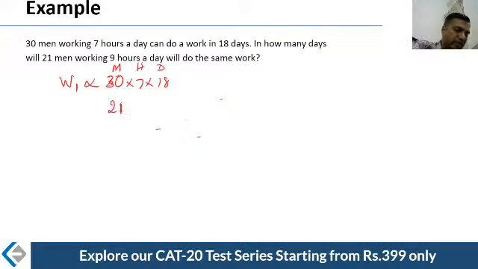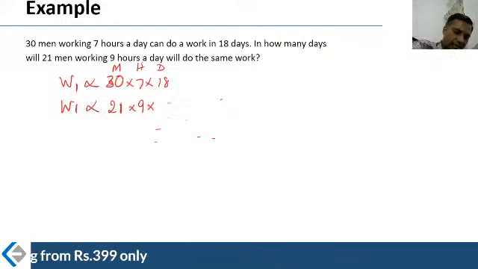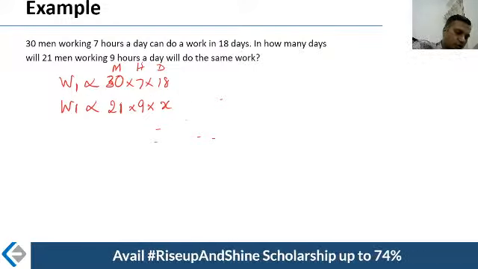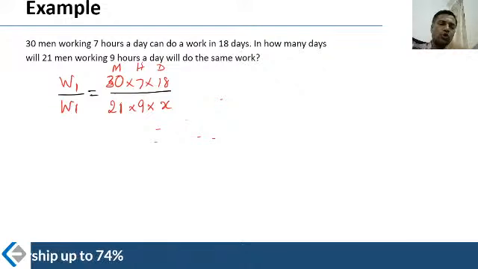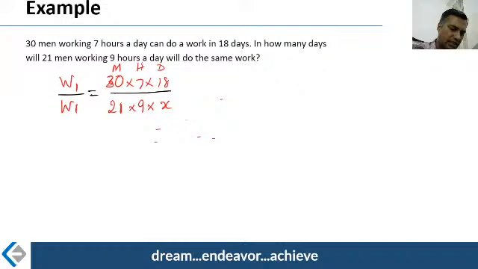How many hours are they working per day? The industry wants them to work 9 hours per day, to do the same work. Same work means the same work. Now he is asking for the number of days. Assume X number of days. Since they are proportional, this by this will be equal to the constant K. K gets cancelled in both the numerator and denominator, because W1 is equal to K times the product. Since W1 and W2 are the same work, they cancel, and you will get the value of X from here.